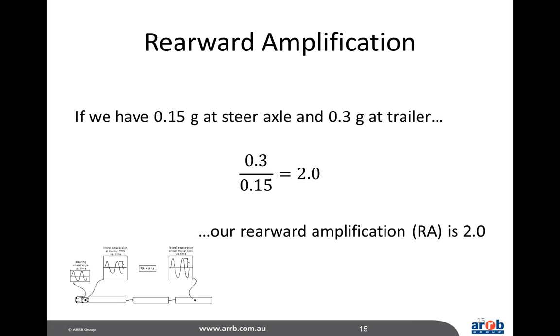And so we work out rearward amplification from that by dividing the larger figure by the smaller one. So 0.3 divided by 0.15 gives us 2, or an RA figure of 2. And that means that when you put an acceleration in at the front, you're going to get twice as large an acceleration at the back.